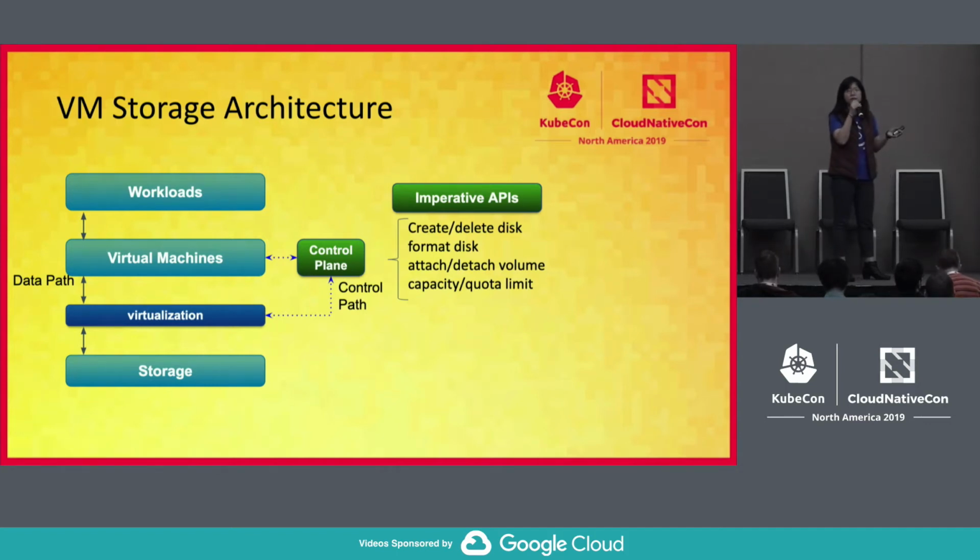On the other hand, there is also a need for a control path, so you can manage your virtual machine and storage resources. Typically, a control plane provides you a set of so-called imperative APIs to perform tasks, like create a virtual machine, create a disk, attach a volume to some virtual machines.